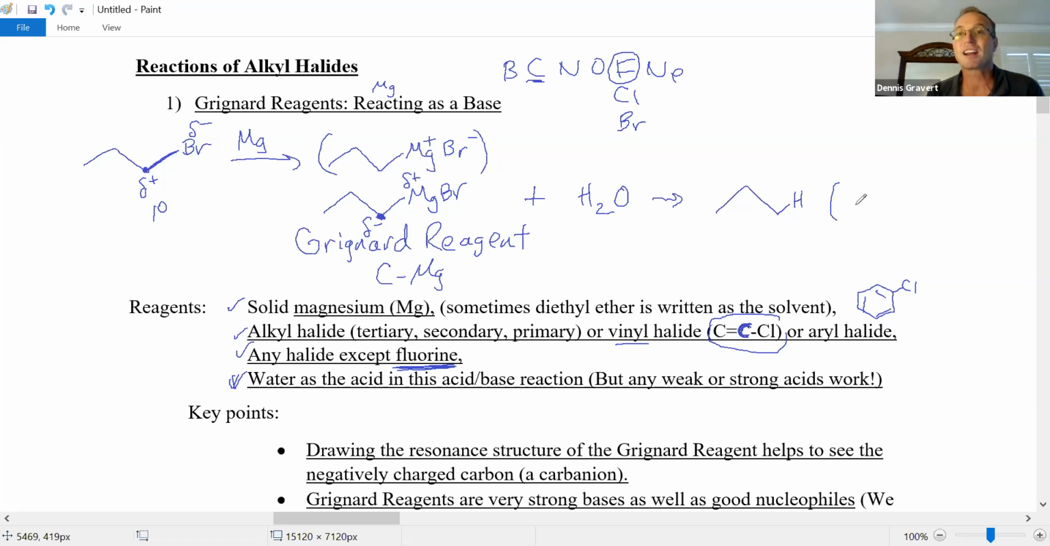If you like byproducts, then you have an Mg2+, because this bond got used by carbon. It's more electronegative than magnesium. So the bonding electrons were taken by carbon. So now magnesium was +1, now it's +2. Bromine's a spectator. It's just hanging out with the cation.